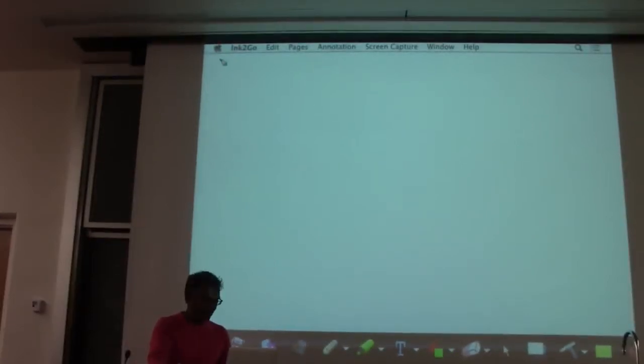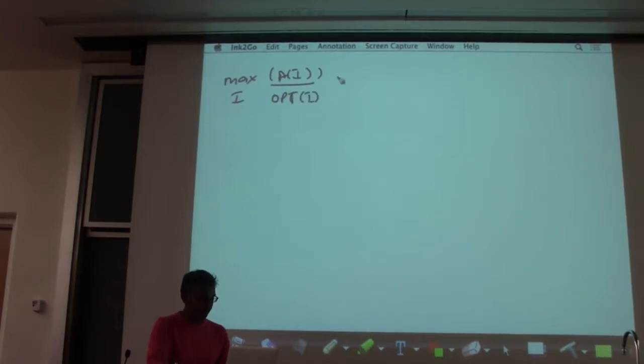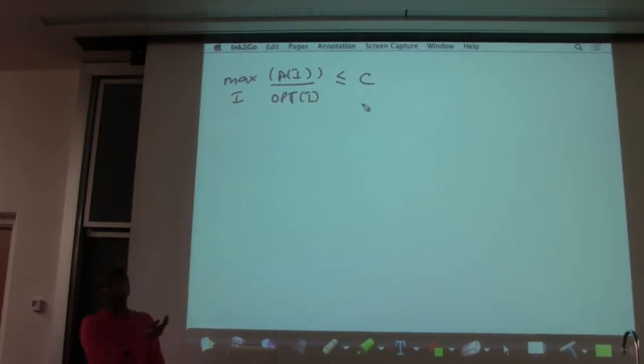Okay? So we want to show that for every algorithm, the max over all I of the ratio of A(I) to OPT(I) is less than or equal to some constant. Right? We want to say this ratio is bounded. Maybe the C is 2. I'm always within a factor of 2 of the optimal solution. I'm at most 100% error.